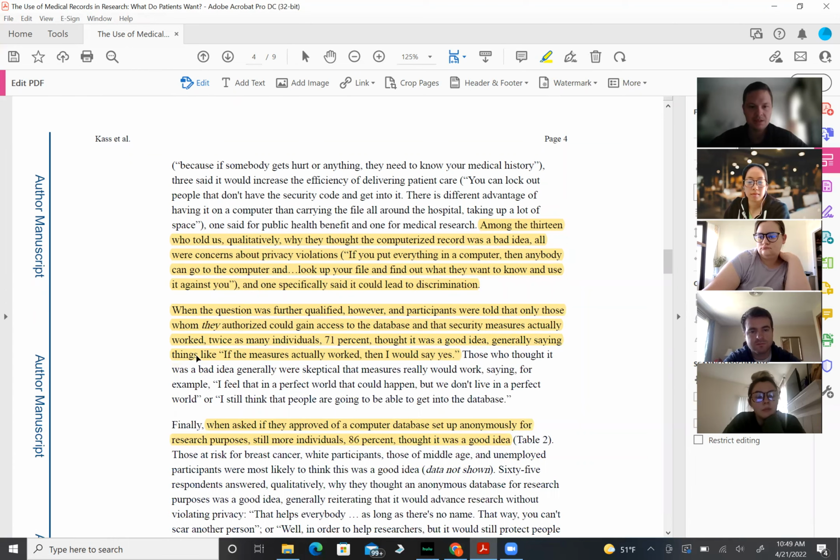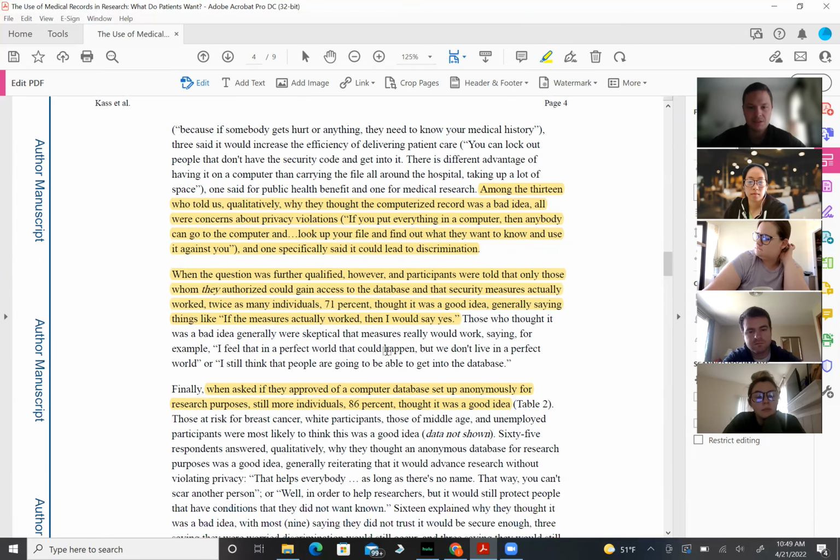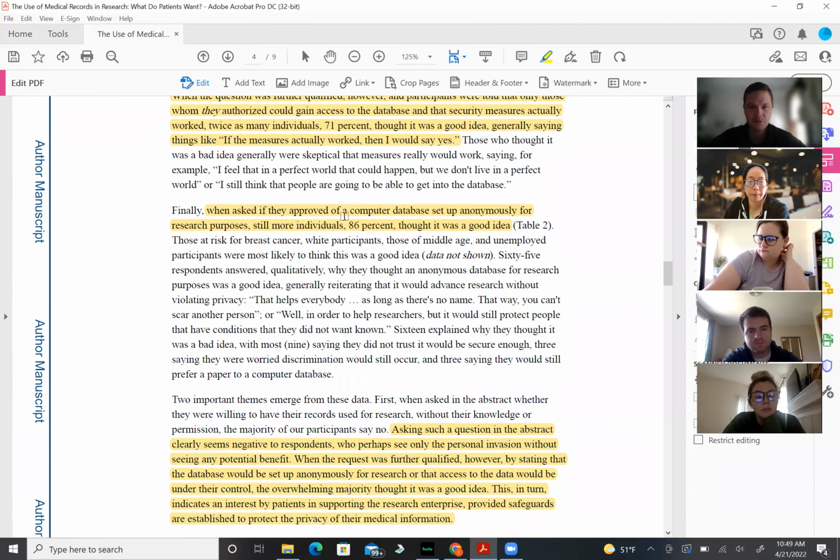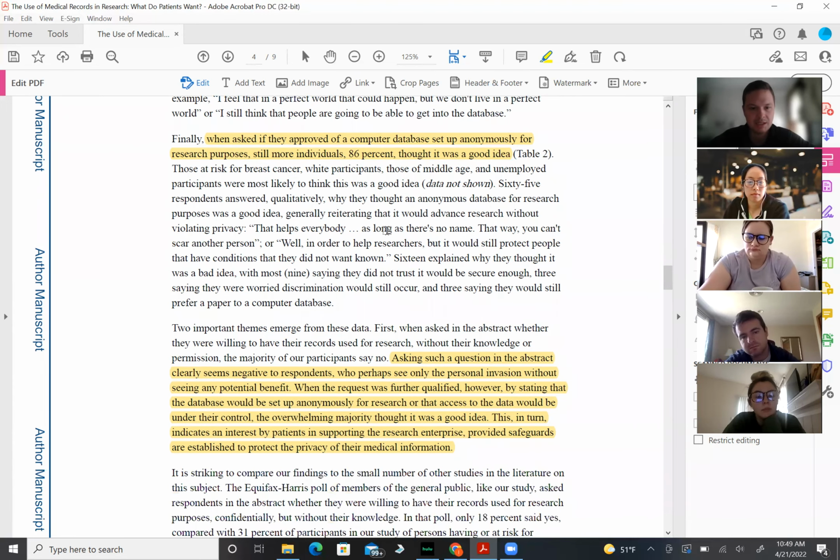This paragraph here talks about how if the research is further qualified, if they understood that their data was being protected and they knew who was gaining access, 71%, excuse me, thought this was a good idea, saying things like, if the measures actually worked, then I would say yes. When asked if they approved of a computer database set up anonymously, more than 86% of individuals thought it was a good idea.